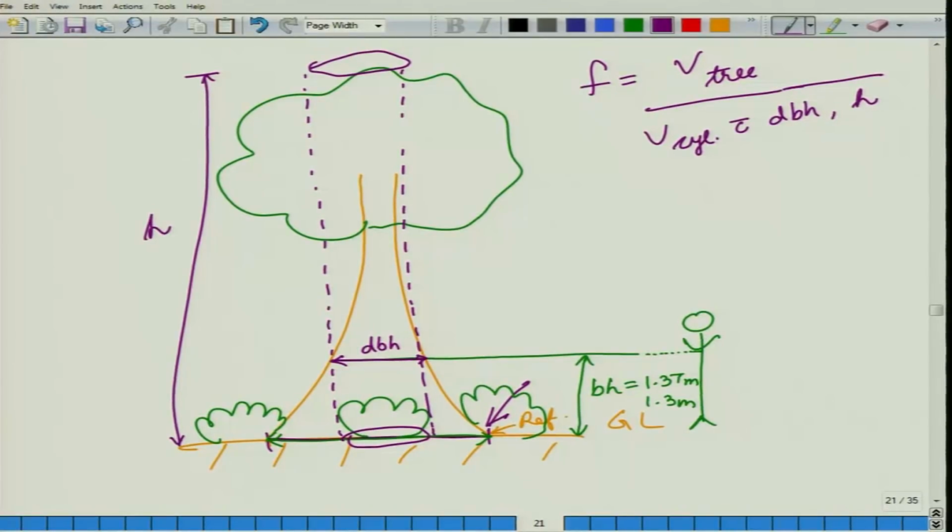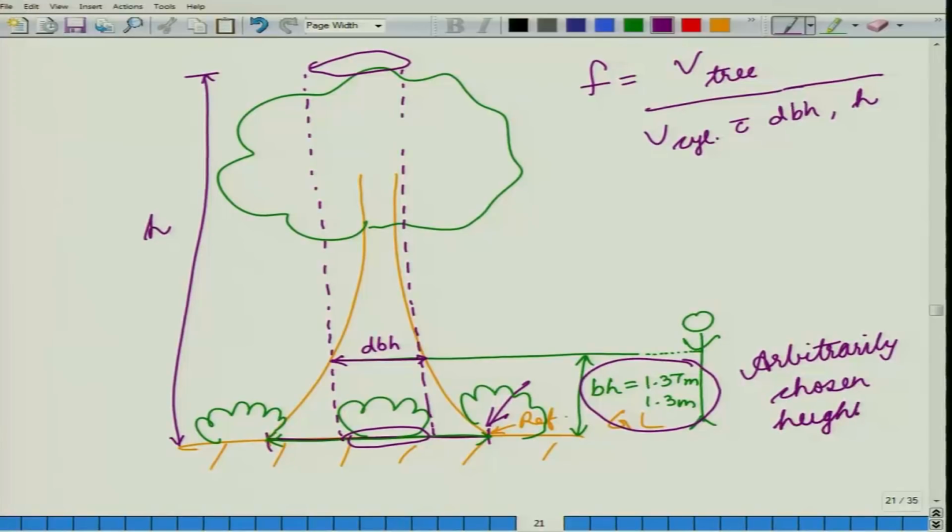Here we take a reference, say 10% of height. In the case of the breast height or the artificial form factor, we were taking 1.37 as an arbitrarily chosen height, which makes it artificial. But suppose we did not choose this height, suppose we took something like 10% of height.